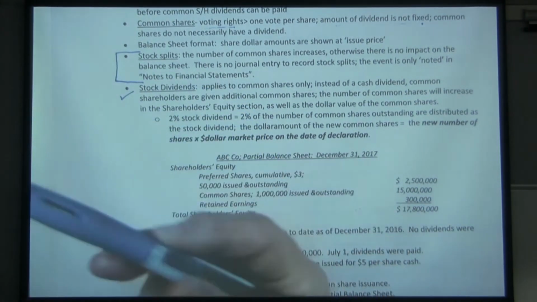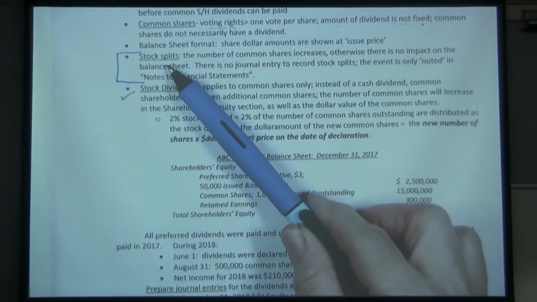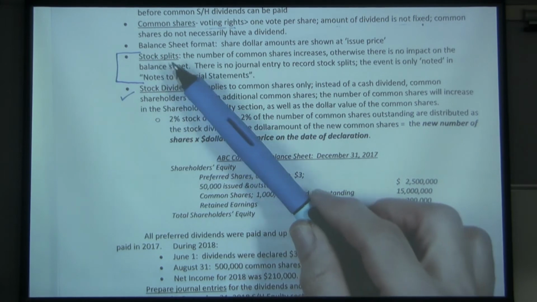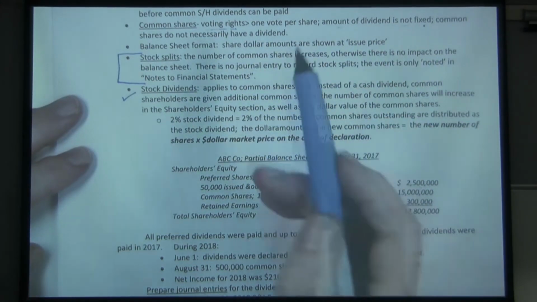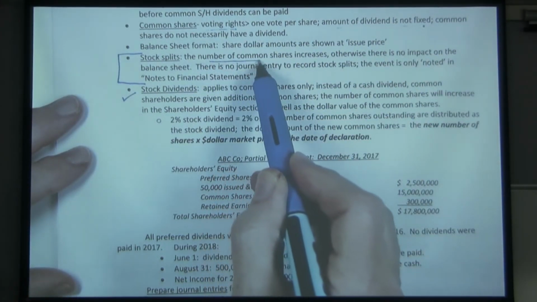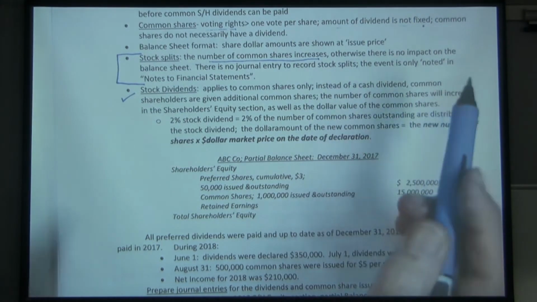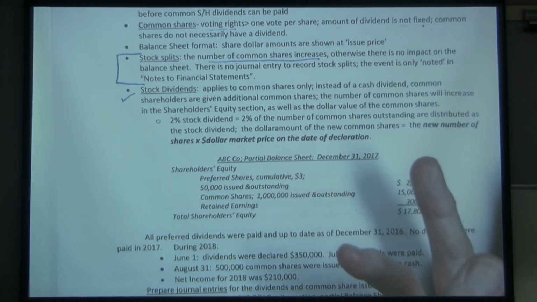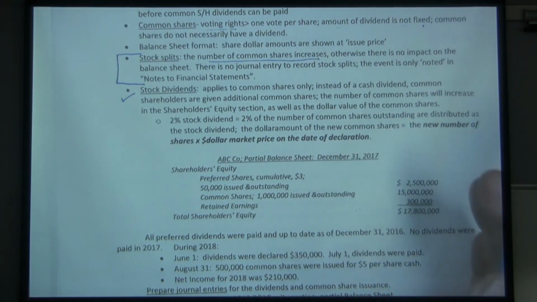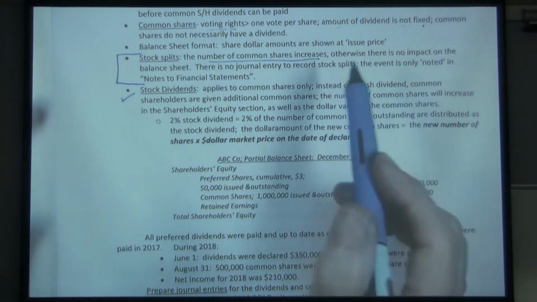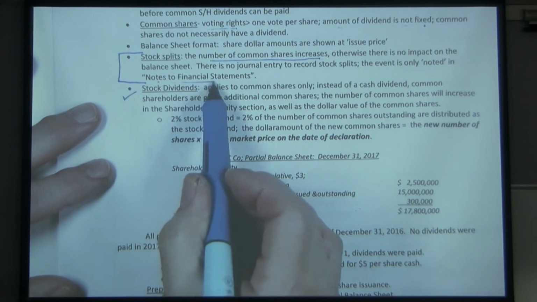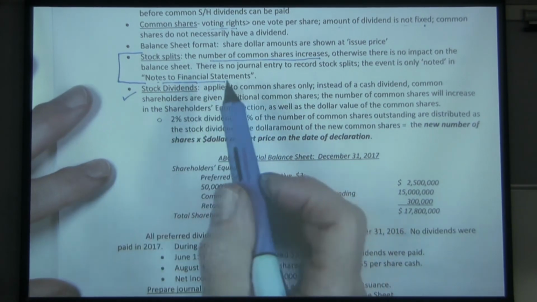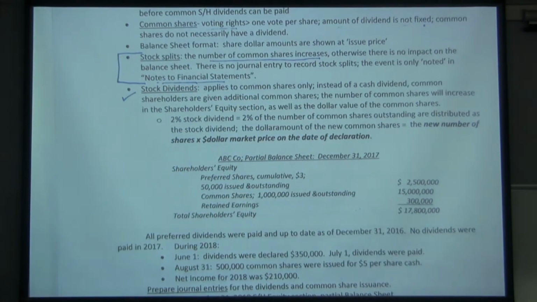First of all, there's no journal entry for a stock split, and it does not impact the balance sheet. So the balance sheet, other than the number of common shares, would increase. But the dollar amount on the balance sheet would stay the same if there was a stock split, and there would only be a note in the financial statement. So let me tell you what a stock split is.